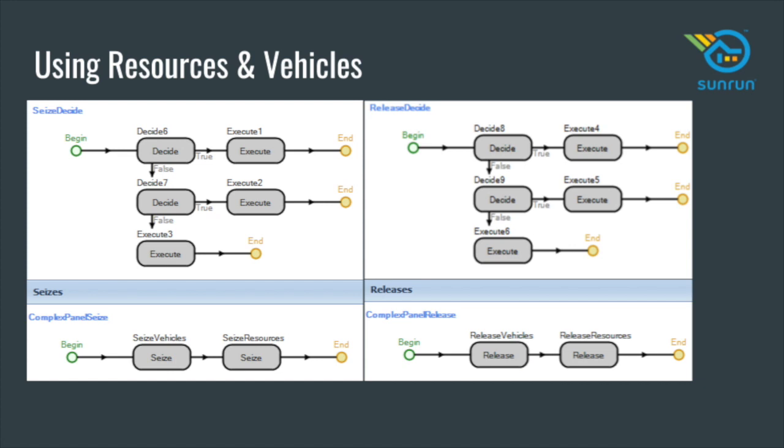For each of the panel types, we created individual seize and release statements which were called on in an overall seize and release process pictured here. On the left, we see a complex panel seize of vehicle and resource workers. In the process above this, we have combined all 3 processes for small, typical, and complex panels in a couple of decides in order to select the correct seize process. Likewise, the right side of the screen displays a similar process for releasing these resources.